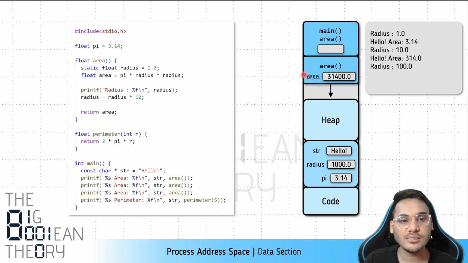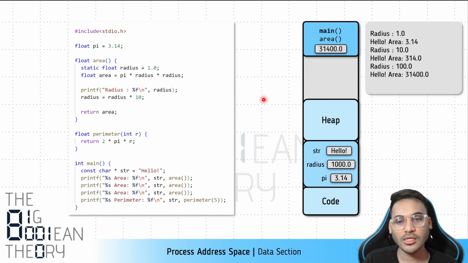Now we'll return this area that we calculated to the main function, and then print this statement hello area, right? We are using this constant value, right? So all the function calls to the area function have been done, and you can see the radius is still there. It will only be destroyed after the program terminates. During the program termination, all the contents of the data section will be destroyed, right?